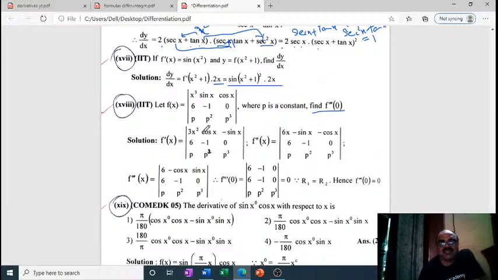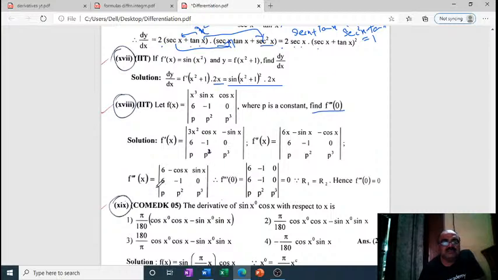Second time when I differentiate, 3x square becomes 6x, 3 2s are 6, correct? Cos x becomes minus sine x, and minus sine x becomes minus, will remain as it is, sine becomes cos, so minus cos x. In the third differentiation, 6x, if you differentiate it is 6, minus sine x, if you differentiate, minus will remain as it is, sine x differentiation is cos x. And minus cos x, minus will be as it is, cos x differentiation is minus sine x, minus into minus becomes plus. This is the thing.